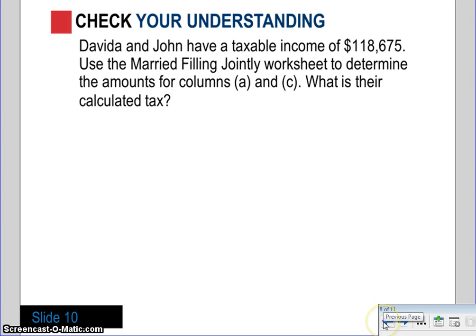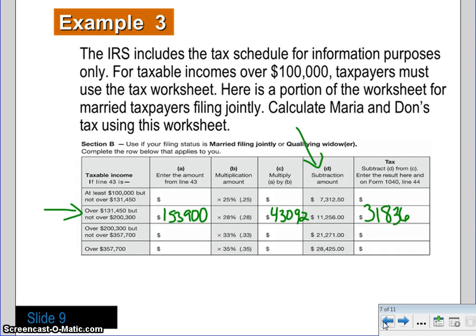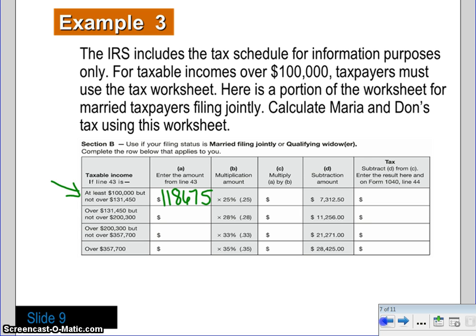All right. So what I'm going to do, it says Davida and John have a taxable income of $118,675. Use the worksheet to determine the amounts in columns A and C. What is their calculated tax? So what I'm going to do is go back to the previous example to use that particular tax sheet. You actually have your own. It's on the next page over. So $118,000 falls in this first section, so it's $118,675. And it says to multiply that by 0.25, which gives me $29,668.75. Then it says to subtract $7,312.50, and the total tax is $22,356.25.